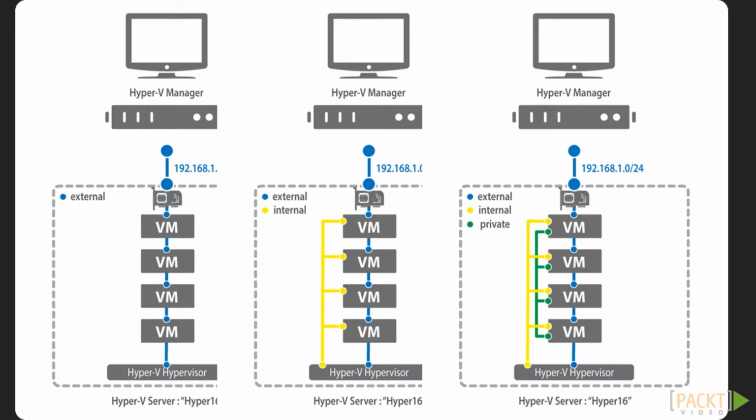Internal virtual networks are used to allow communication between virtual machines on the same Hyper-V server. The internal network does not bind to a physical network adapter. Private virtual networks are used to allow communication only between the virtual machines on the same Hyper-V server. A private virtual network does not bind to a physical network adapter.